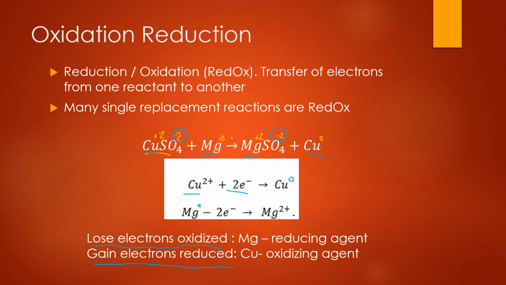Another question you might need to answer is which one is the reducing agent and which one is the oxidizing agent. So the rule is the one that's oxidized is the reducing agent, because in this case magnesium is the element that is reducing copper. So it's called the reducing agent. The one that's being reduced, in this case copper, is then the oxidizing agent, because copper is oxidizing magnesium.